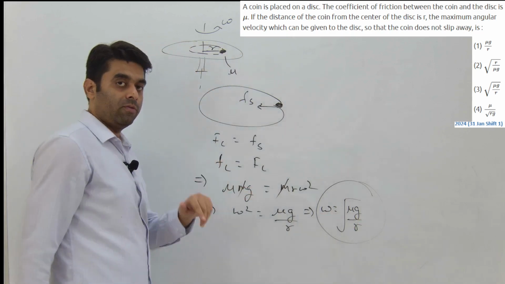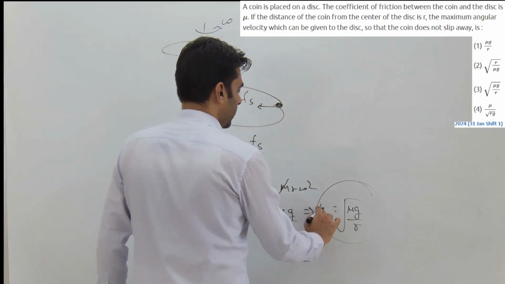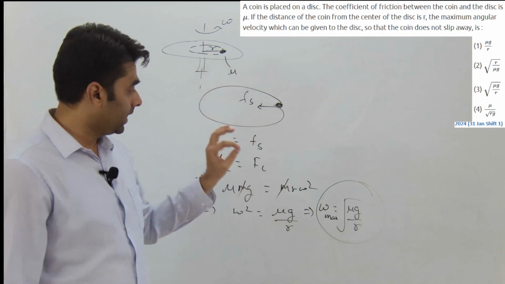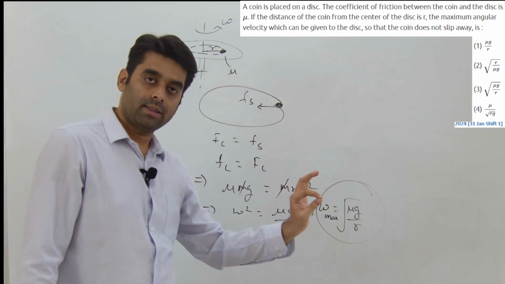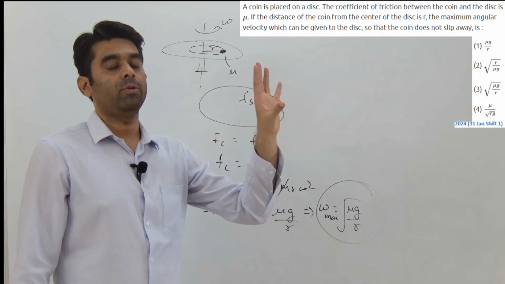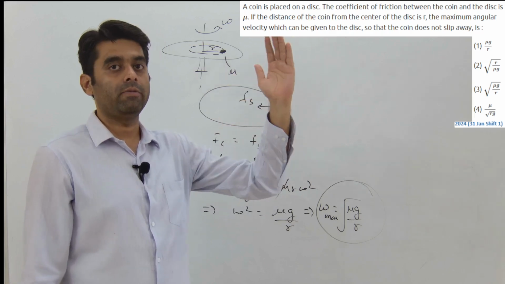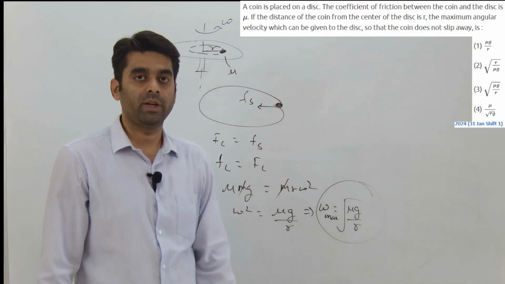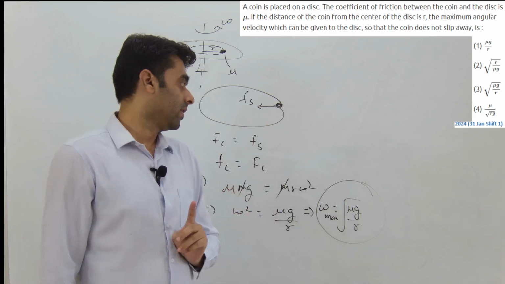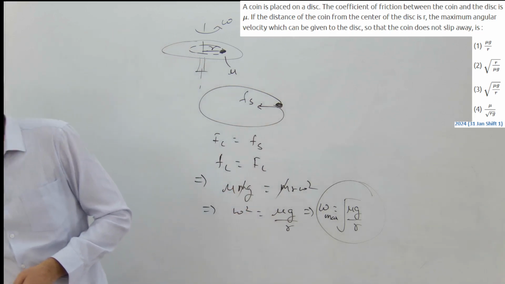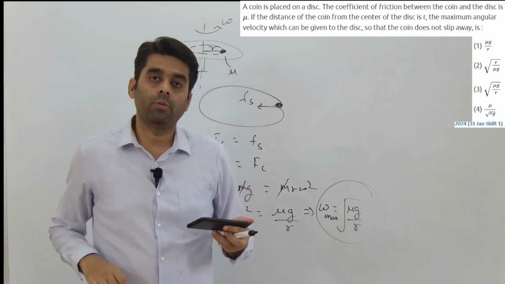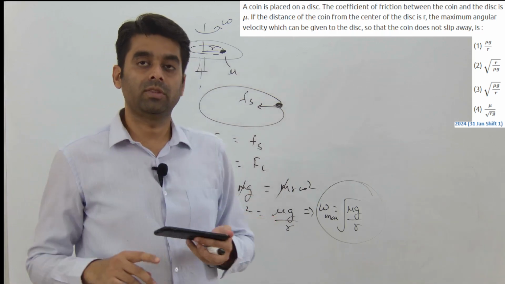This is the maximum value of omega, the angular speed that can be taken such that the coin also rotates along with the disc. Till this omega, the coin will get the necessary centripetal force. If we increase omega, after that static friction cannot provide the required centripetal force, and then the coin will slip away. So this is the maximum value of omega till which it will rotate along with the disc. Check the options also. For me, it is option C, root over mu g by r. Option C is our correct answer.